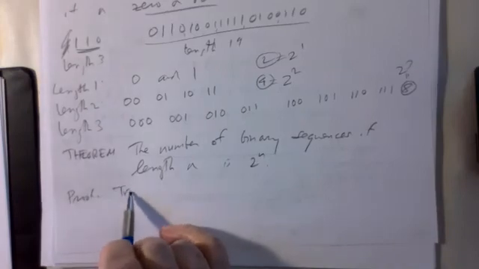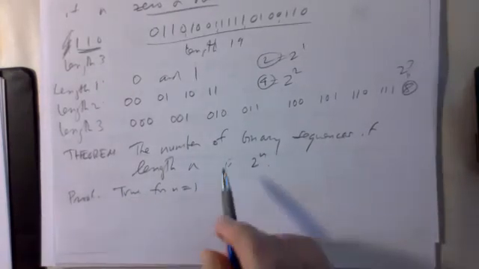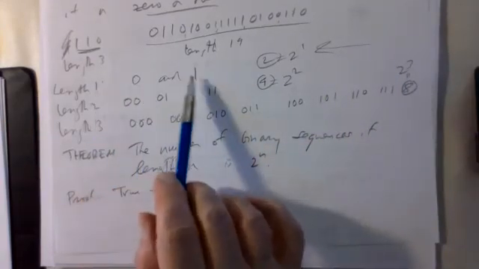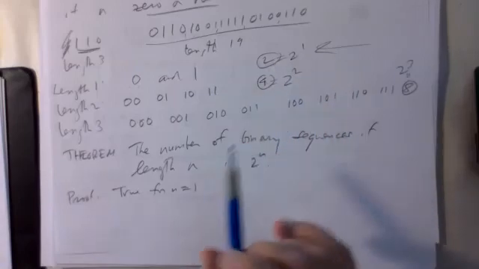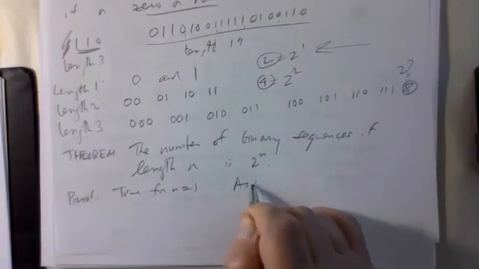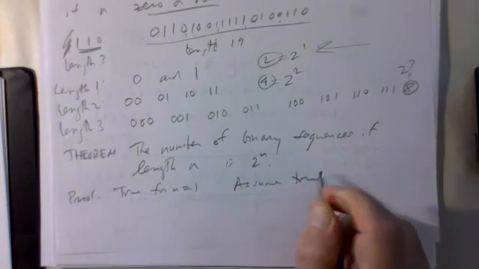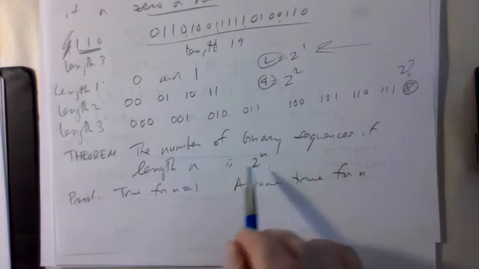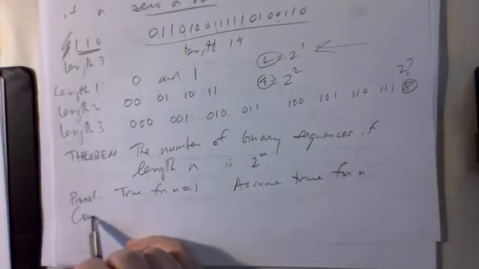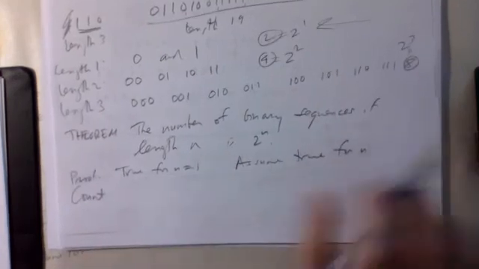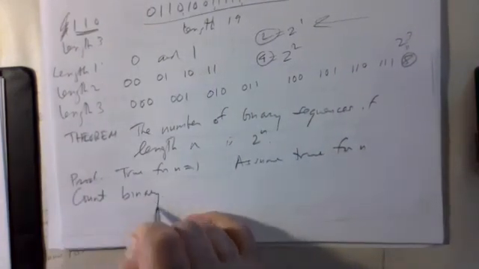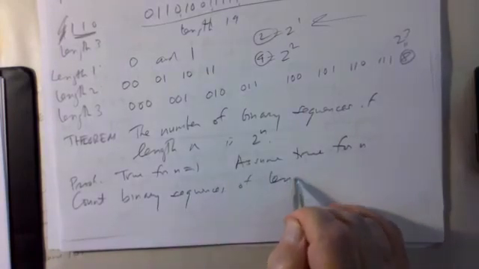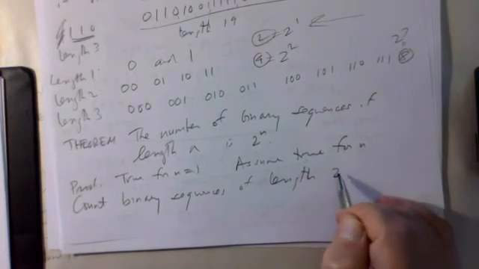It's certainly true for n equal 1. That's what this example shows. The number of binary sequences of length 1 is 2 to the 1, or 2. So assume it's true for n. Assume the number of binary sequences of length n is 2 to the n. We want to count binary sequences of length n plus 1.